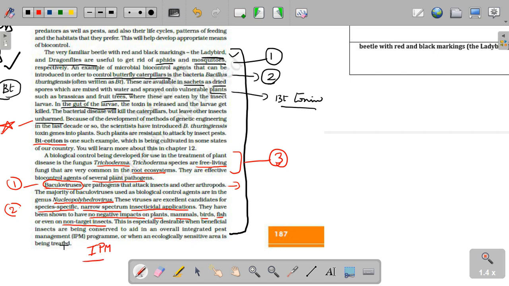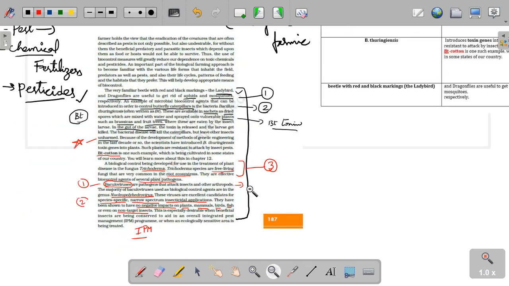So this whole program involves killing a targeted pest instead of killing other insects which are part of the ecosystem. Okay. So this is all about today's lesson. Let's revise a small part of the lesson.